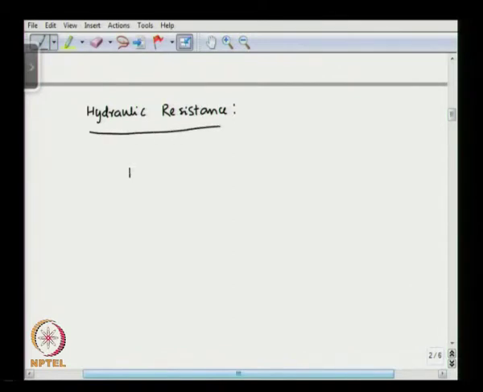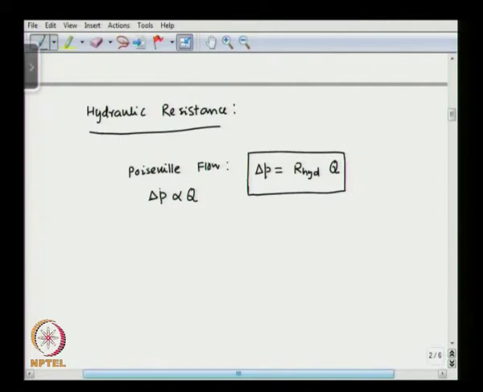So, in Poiseuille flow, we can write delta P equal to R hydraulic into Q. Here delta P and Q are proportional to each other. So, you can write delta P is R hydraulic into Q. This is known as hydraulic resistance. And the inverse of hydraulic resistance is known as hydraulic conductance.